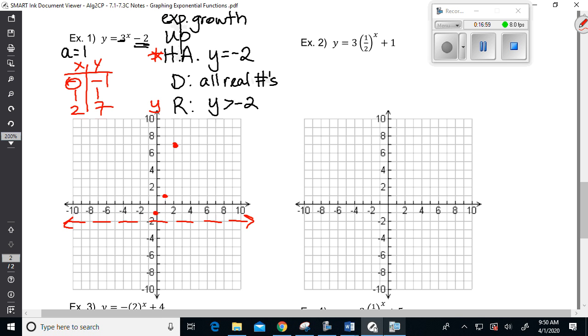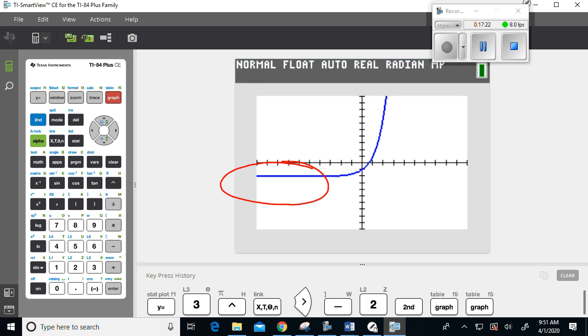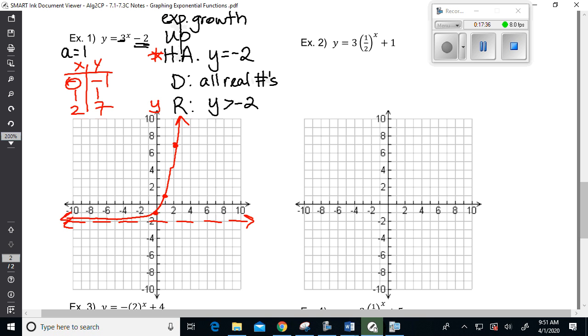Now you can draw the graph. Your curve is going to flirt with the horizontal asymptote and then shoot straight up. And of course, those of you with graphing calculator technology can always just hit graph and it will show you exactly what the graph should look like. So just like that, a very, very easy graph.